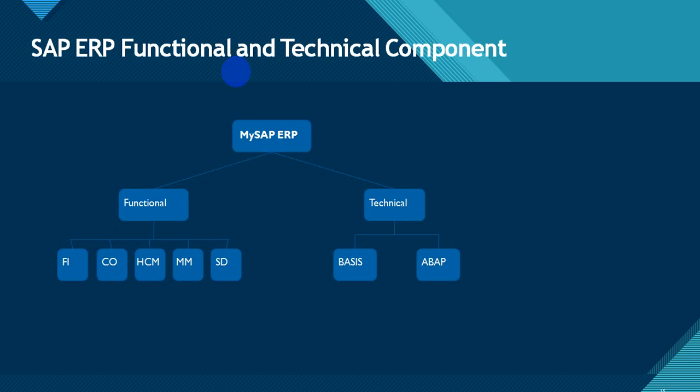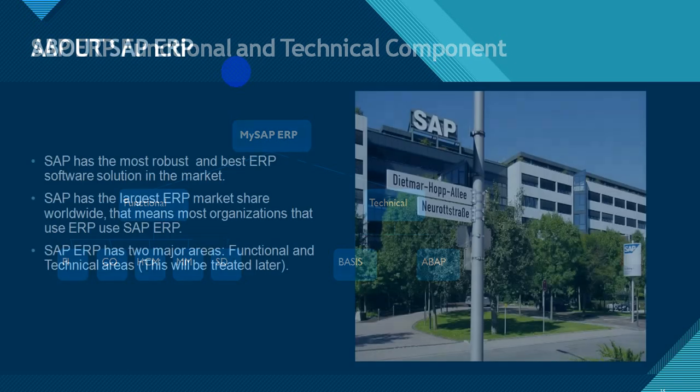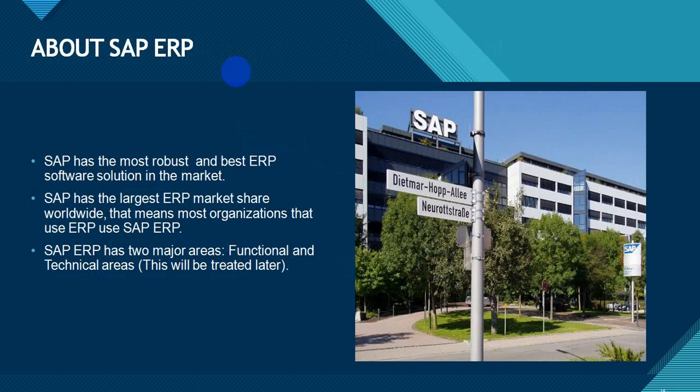All right, so you have the basis. Basis is for IT. They are system administrators. ABAP is for programmers. And then you have functional areas. You have financial accounting, control, HCM, that's human capital management, or HR, materials management, sales and distribution. That's the functional areas. We're going to talk about that much more later.